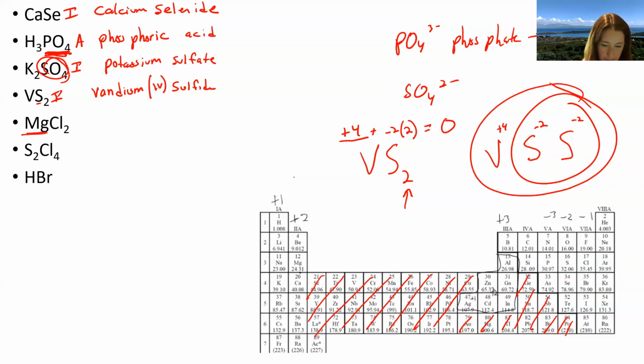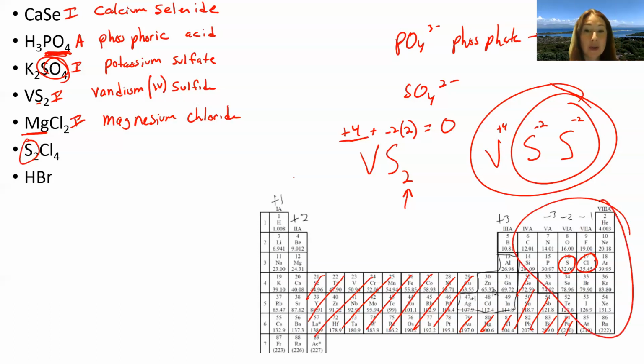Magnesium. Metal, ionic, no dis and tris. Magnesium chloride. Magnesium's not in the middle, no Roman numerals needed. Easy peasy on the naming. Okay, next one. S, oh, and Cl.